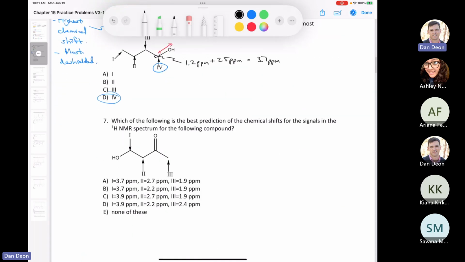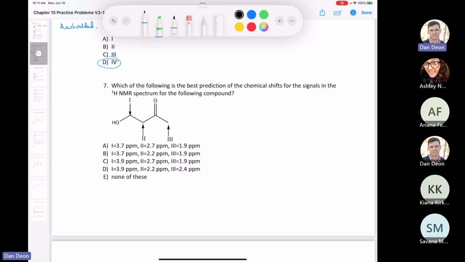All right, not the same thing. This one, we actually have to determine all of the chemical shifts and then choose which one is the best answer. So let's start with number 1. For number 1, we have the baseline of 1.2 parts per million. And then it's alpha to the oxygen of an alcohol, so we're going to add 2.5 parts per million. And so that gives us 3.7 parts per million. So that's going to cross off C and D. So it's a battle between A and B.